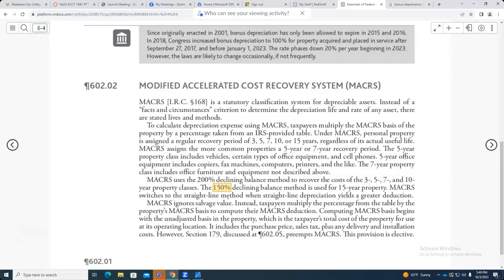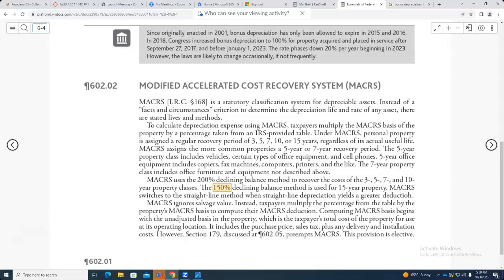MACRS switches to the straight line method when straight line depreciation yields a greater depreciation. So you will see in a moment, maybe 2 years, 3 years down the road, if the regular straight line depreciation becomes a bigger depreciation expense, then all of a sudden MACRS double declining will switch to straight line depreciation.